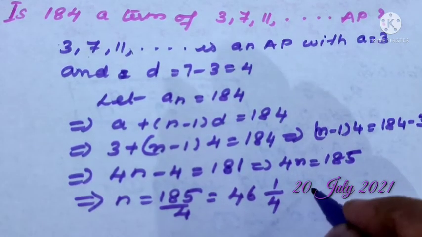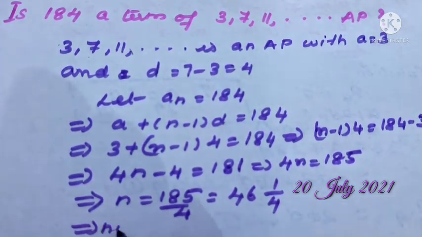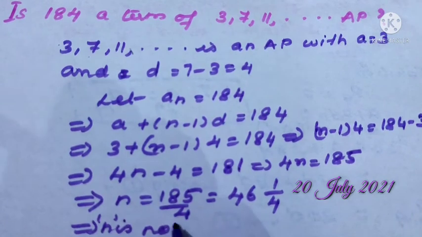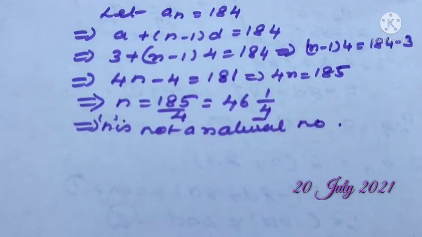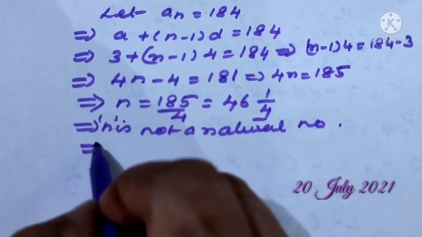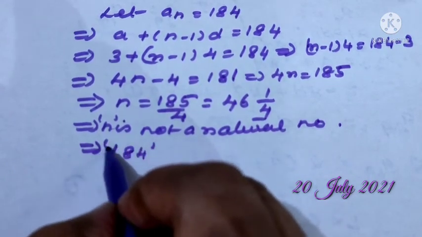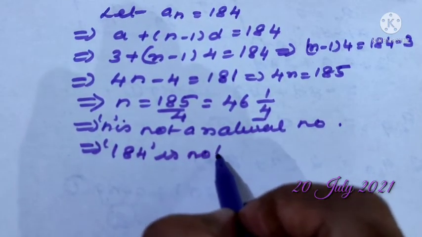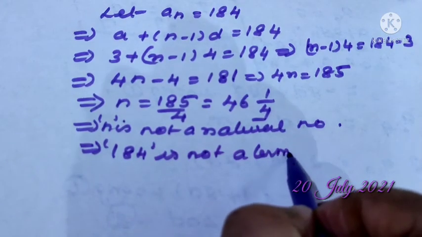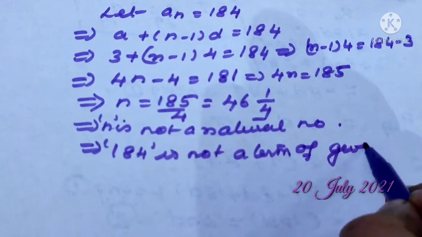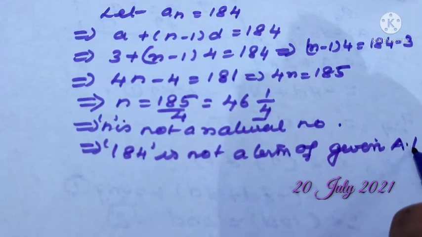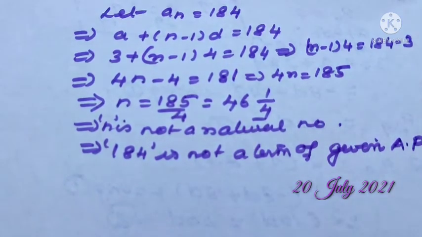Again n is not a natural number. Therefore, what is the conclusion? 184 is not a term of the given AP.